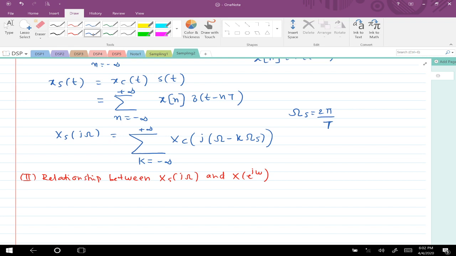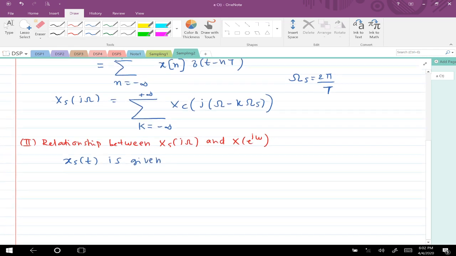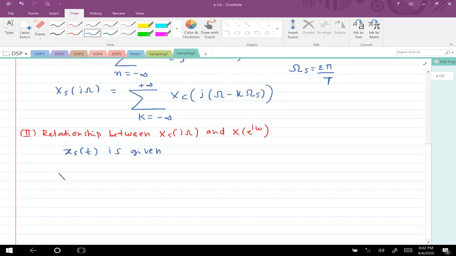We have one way of defining Xs of j omega just above this, but another way is, suppose I know Xs of t is given. Then, this being a continuous time function, how could I write Xs of j omega? This would be nothing but the CTFT, right? So Xs of t, and then the CTFT of it would be Xs of j omega. So let me write that definition of it.